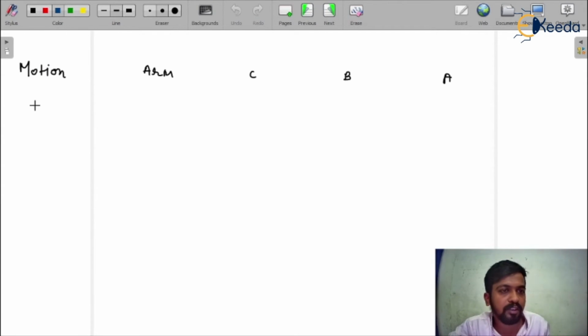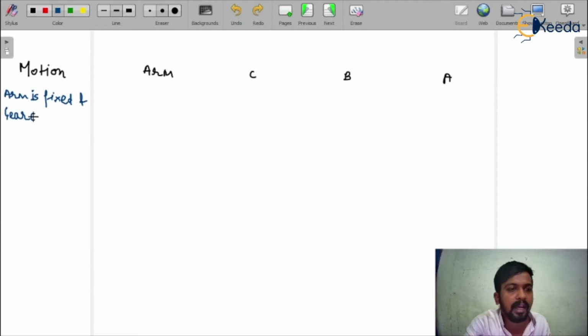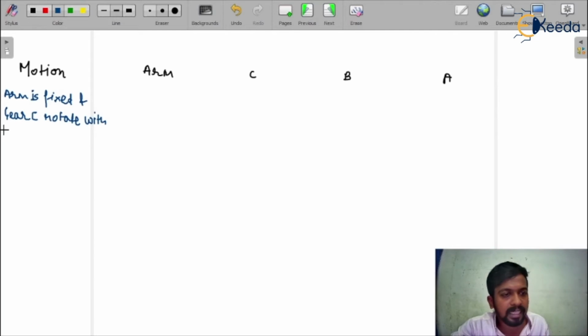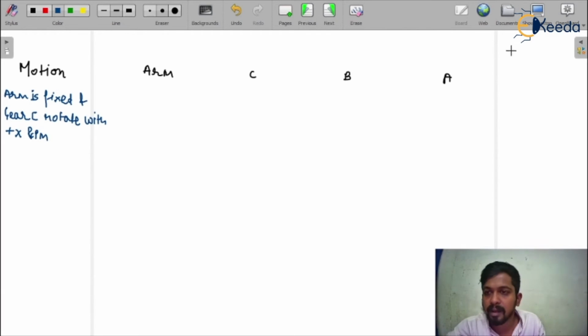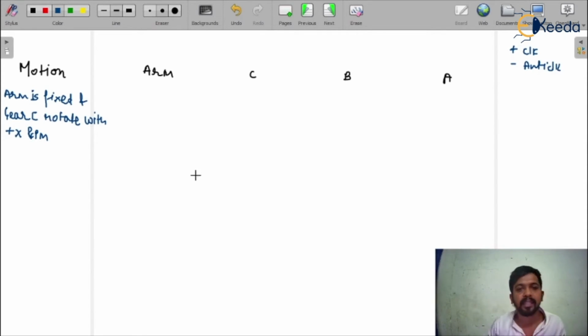So in the motions, we first assume that the arm is fixed, and gear C rotates with plus x rpm. I am considering the plus sign as clockwise and the minus sign as anti-clockwise. So I am assuming that gear C rotates in the clockwise direction with x rpm.